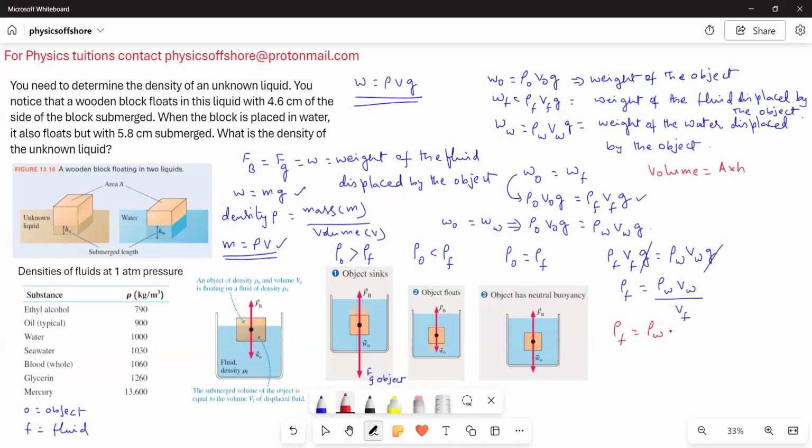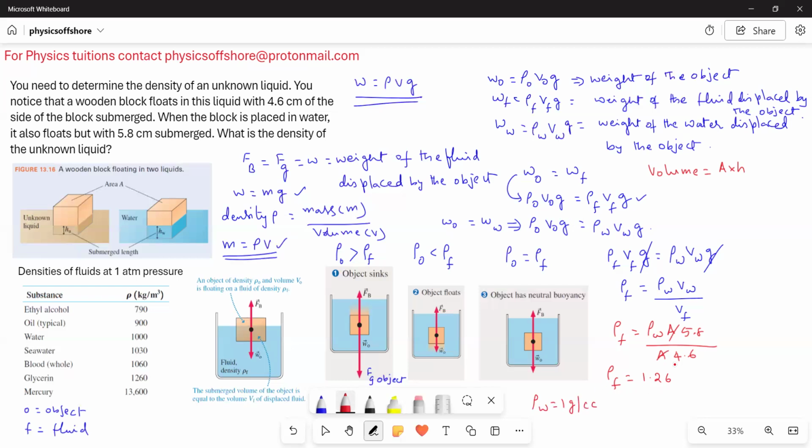Volume of the water is equal to area of cross section into how much the block is submerged, 5.8 centimeters, divided by A times 4.6. Now A cancels out, and I'm left with this: rho fluid is equal to rho water times 5.8 divided by 4.6. 5.8 divided by 4.6 is equal to 1.26, and rho water is equal to 1 gram per cc.